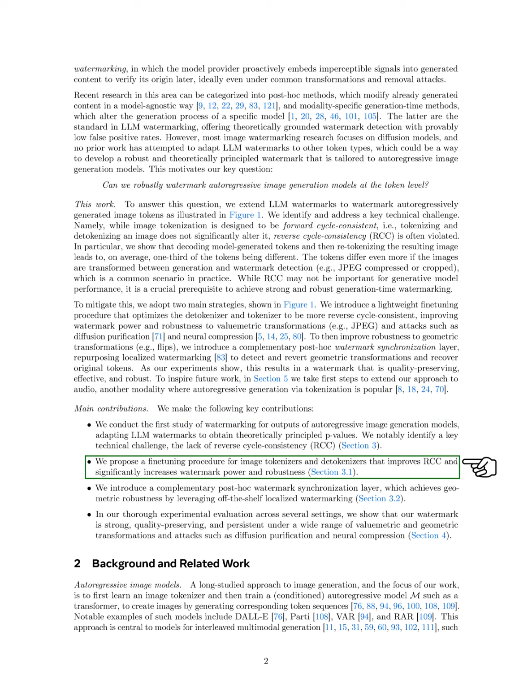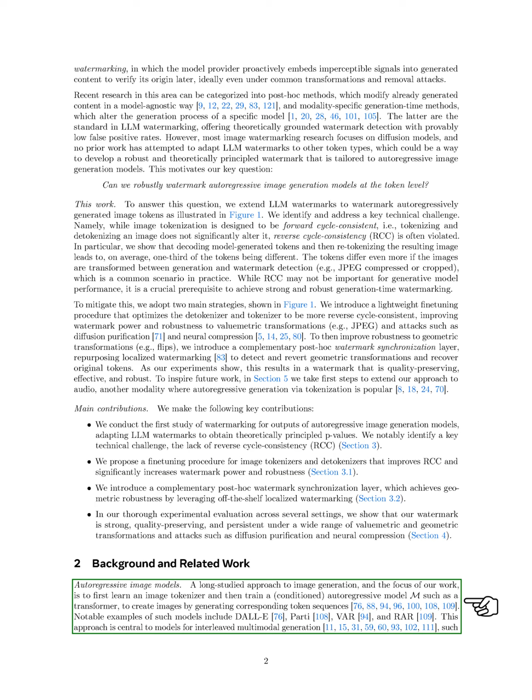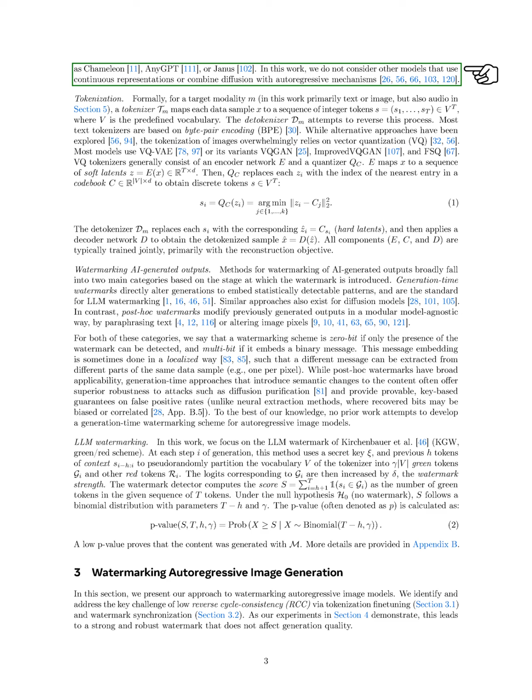In terms of background, we focus on autoregressive image models, which have been a long-standing approach to image generation. This involves learning an image tokenizer and training an autoregressive model, like a transformer, to generate images by producing corresponding token sequences. Notable examples include DALL-E and Parti. Our work does not address models that use continuous representations or combine diffusion with autoregressive methods.